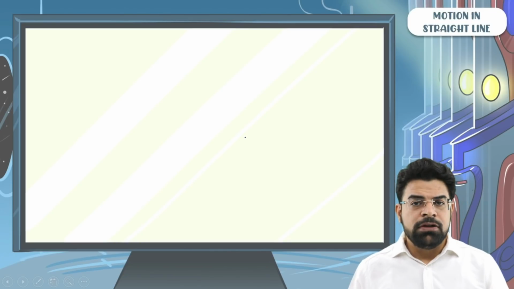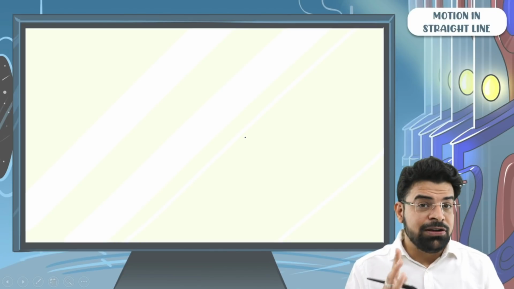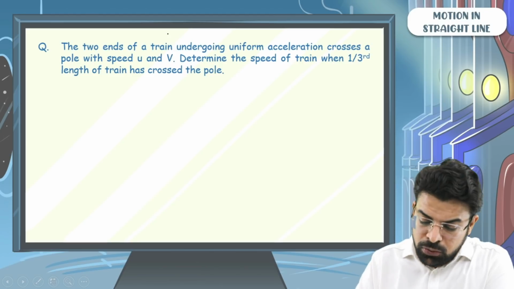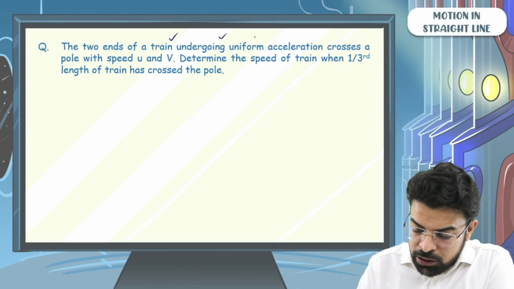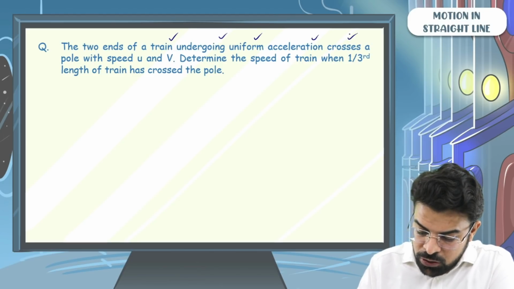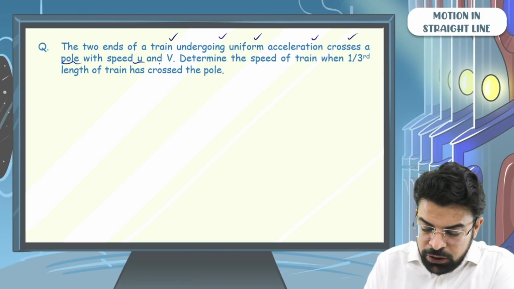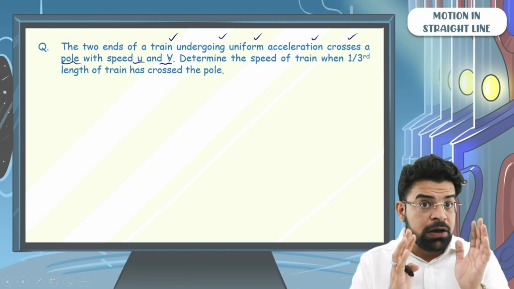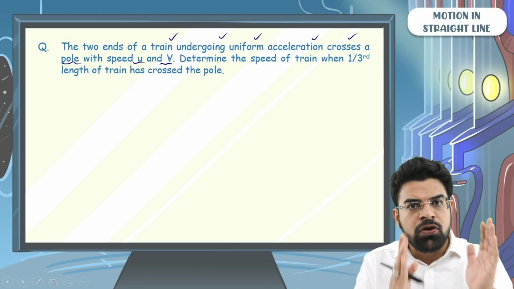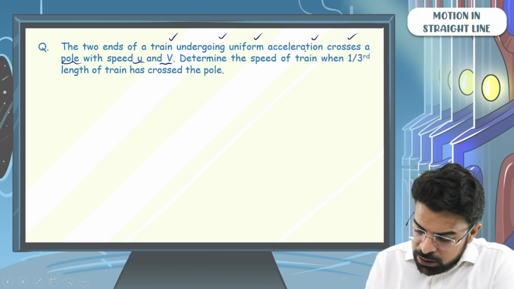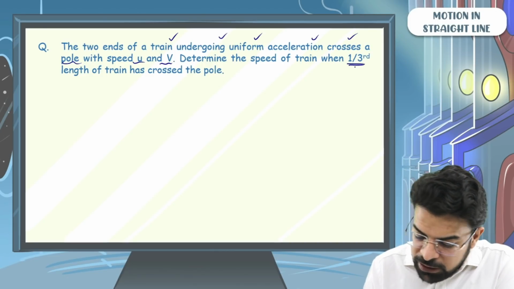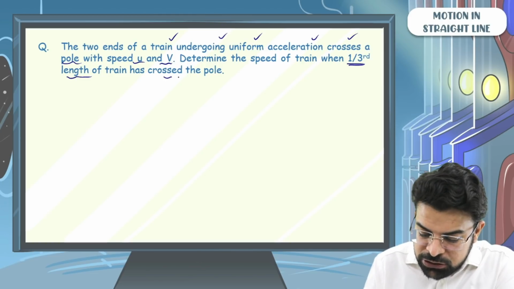So now we will solve 3 questions based on the third equation of motion. The two ends of a train undergoing uniform acceleration cross a pole with speed u and v. Determine the speed of train when 1/3 length of the train has crossed the pole.